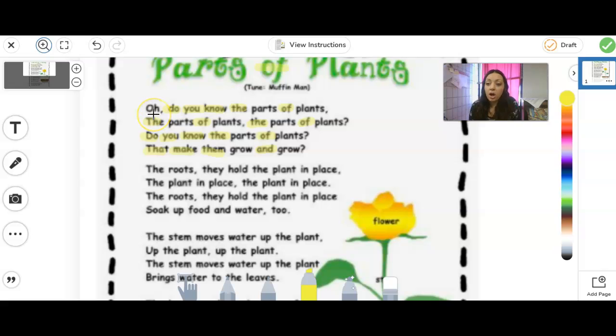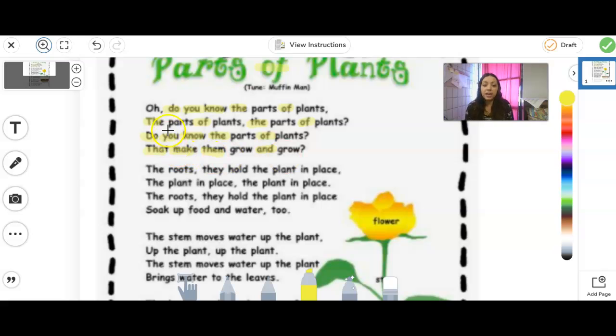So it says, oh, do you know the parts of plants? The parts of plants, the parts of plants. Do you know the parts of plants that make them, let's see, that's got that OW, so grow and grow. So look, in those whole 4 sentences, there's only 3 other words that you need to figure out once you know your sight words, okay?